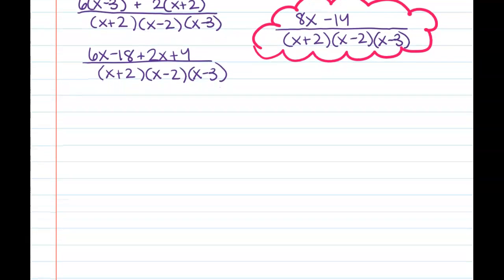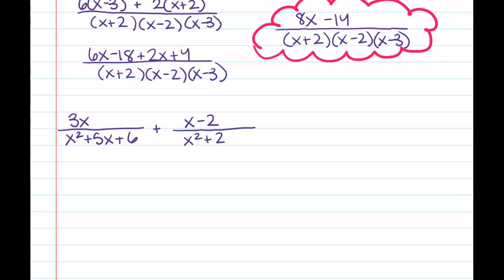I'll show you 2 more. For this next one, let's do 3x over x squared plus 5x minus 6. Sorry, plus 6 plus x minus 2 over x squared plus 2x minus 3.